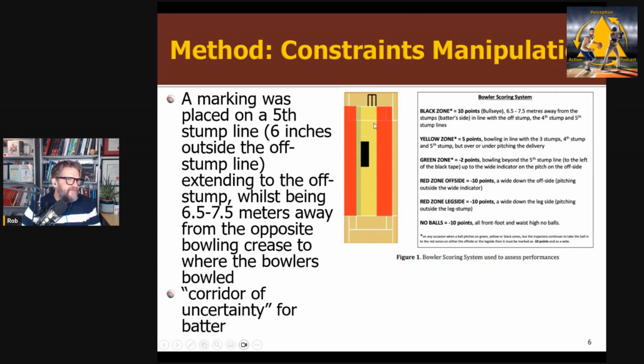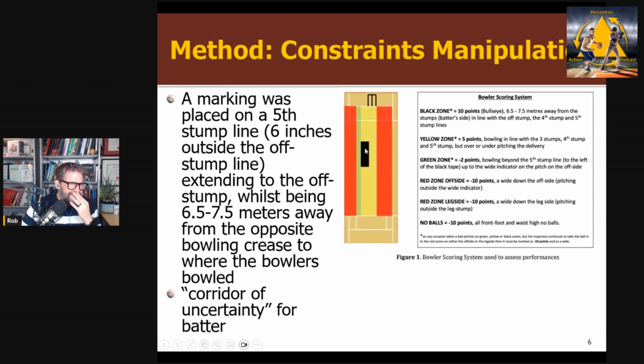So the marking on the constraints manipulation, I think, is a really interesting one. They're marking the zone. At the end of today, I'm going to show a baseball one that I'm a big fan of. So the marking is creating this black zone, which is the optimal length for a ball and the alignment with the stumps behind the batter. So this is worth the most points. Then they have another zone worth slightly less points. Then they have zones worth negative points when you bowl the ball too wide, right?